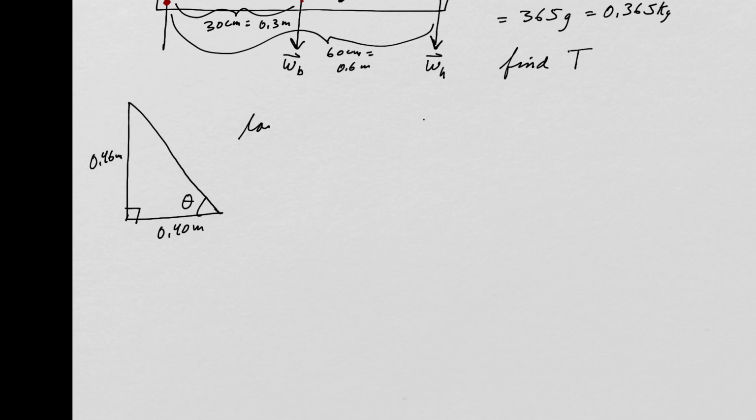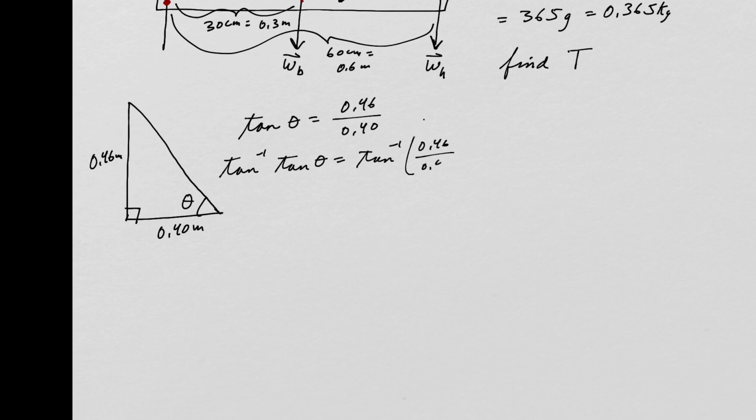In fact, I know that tangent of theta must equal the length of the opposite, 0.46, over the length of the adjacent, 0.40. So if I want to find theta by itself, I have to take the inverse tangent of both sides. Inverse tangent of tan of theta is just theta, which is why we get theta on the left-hand side. On the right-hand side, you have to do this in your calculator, and you're going to find it's very close to 49. We're going to call it 49 degrees. Okay, so that's going to be useful.